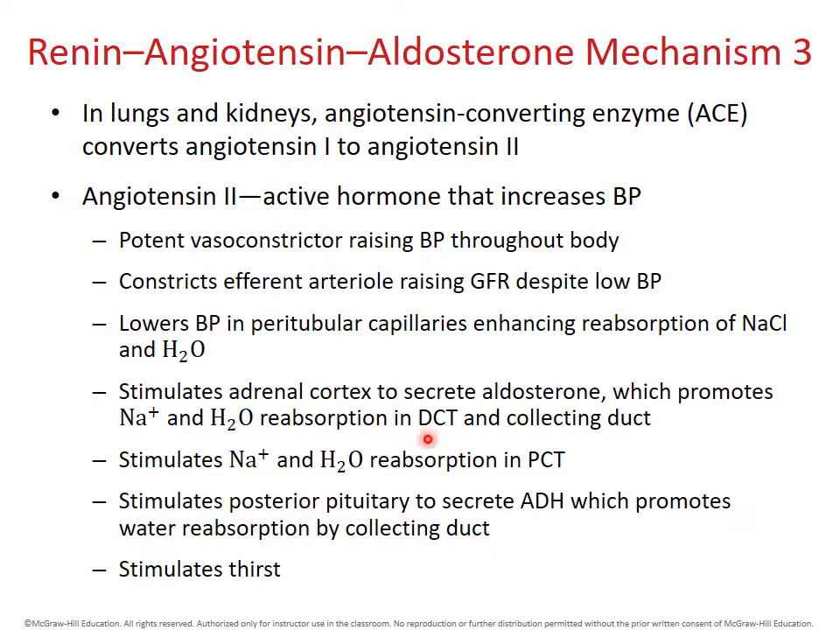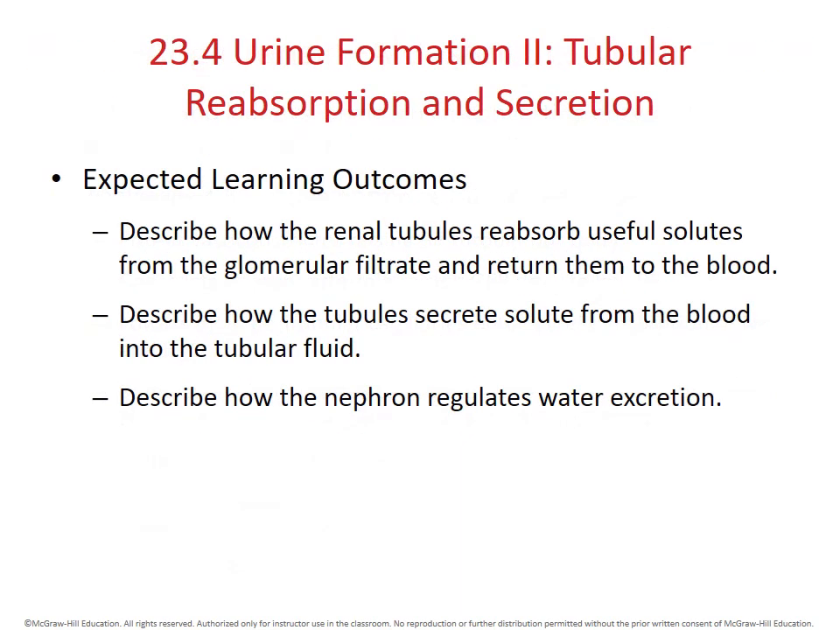Of course, indirectly, that's going to influence glomerular filtration rates. Anything that affects systemic blood pressure is going to affect glomerular filtration rate. We also see, though, that it has a very specific effect on glomerular filtration rate by constricting the efferent arteriole and raising glomerular blood pressure specifically. So lots going on with angiotensin II.